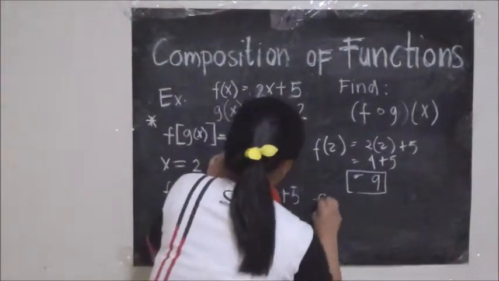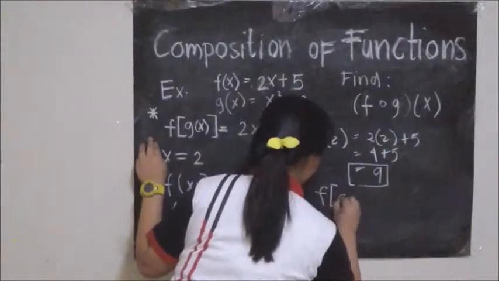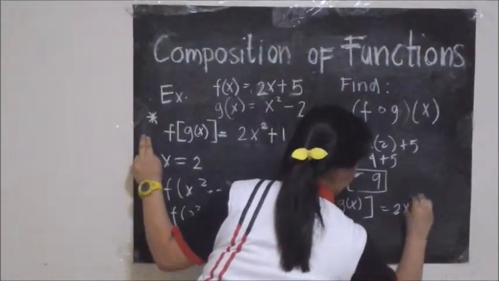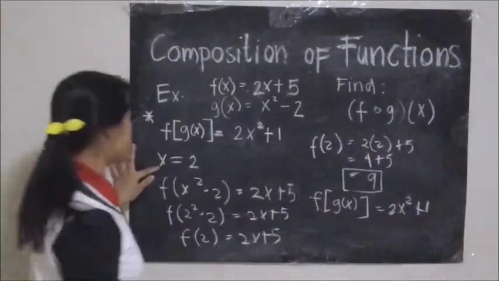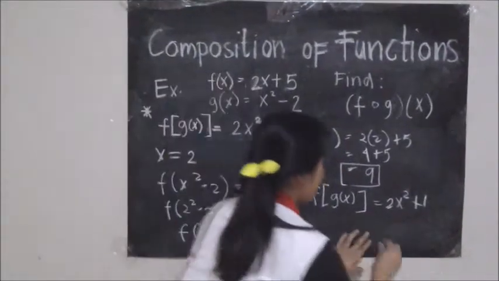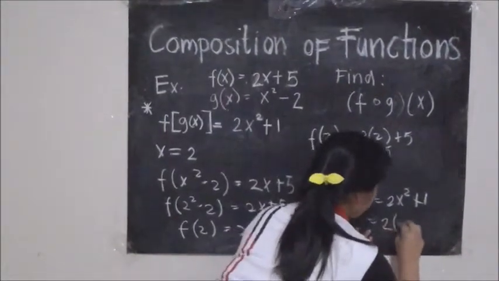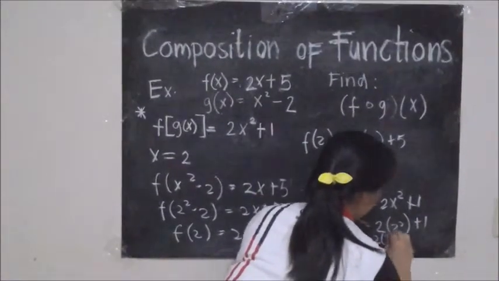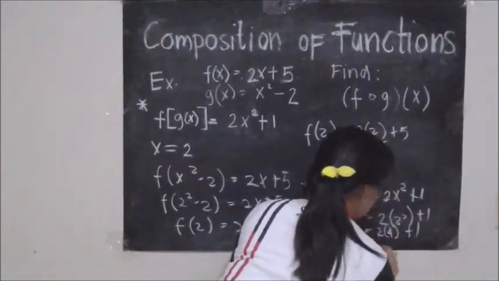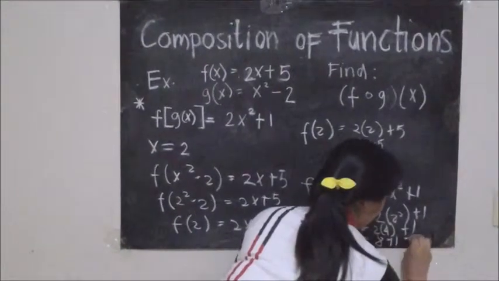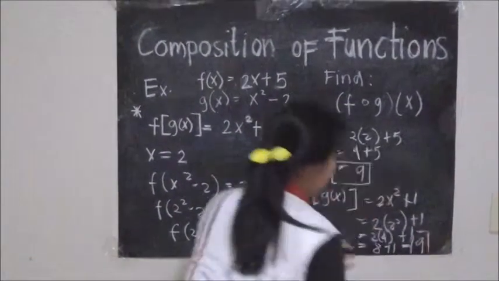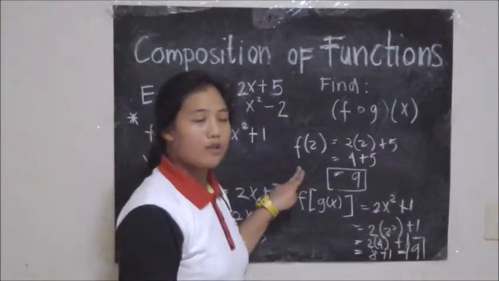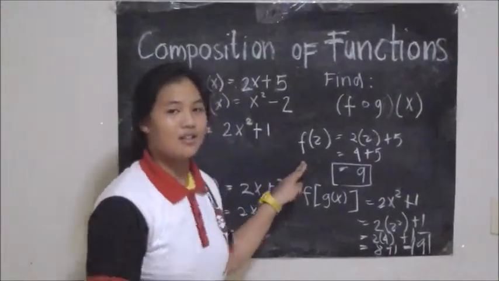Take a look at this. f of g of x is equal to 2x squared plus 1. Then let's substitute the value of 2 in here. So we are going to have 2 times 2 squared plus 1. So we will have 2 times 4 plus 1. So we have 8 plus 1 equals 9. So as you can see, we got the same answer as the first one. Thank you.